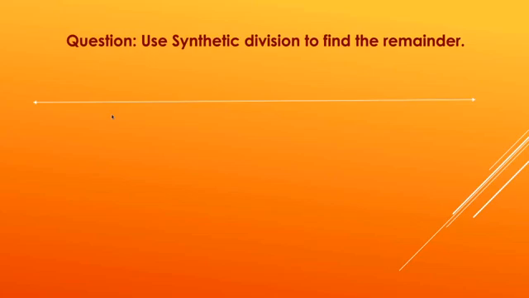We are doing chapter number 2. Now we are going to start exercise number 2.6 and we will start from question number 1. The question is, use synthetic division to find the remainder. Question is 4x cube minus 5x plus 15 divided by x plus 3.